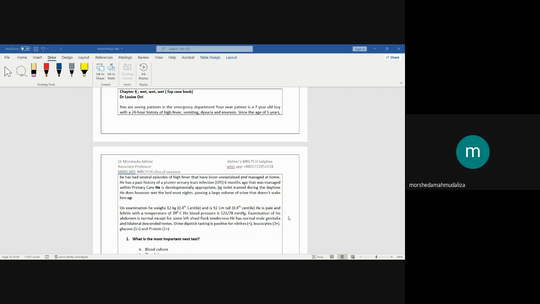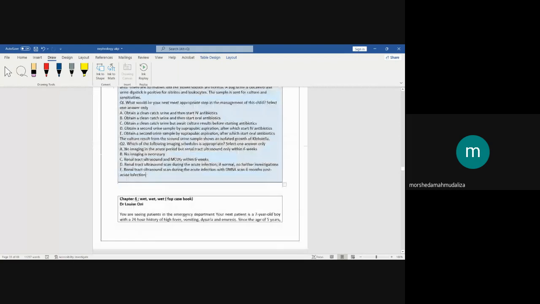Non-E. coli, Dr. Shatabdi said non-E. coli organism, but here they do not mention non-E. coli or mention you. Am I missing it? I don't think so.